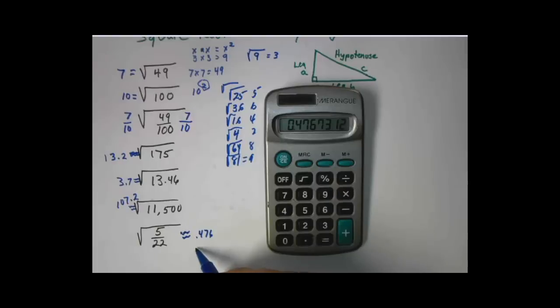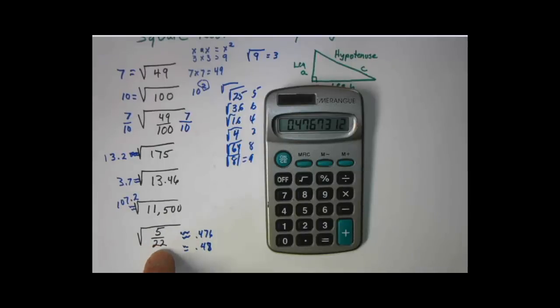0.476, and we're going to call that 0.48, rounding to the nearest hundredths. So take the top divided by the bottom to change it to a decimal, and then hit the square root sign on those when you see them in the homework.